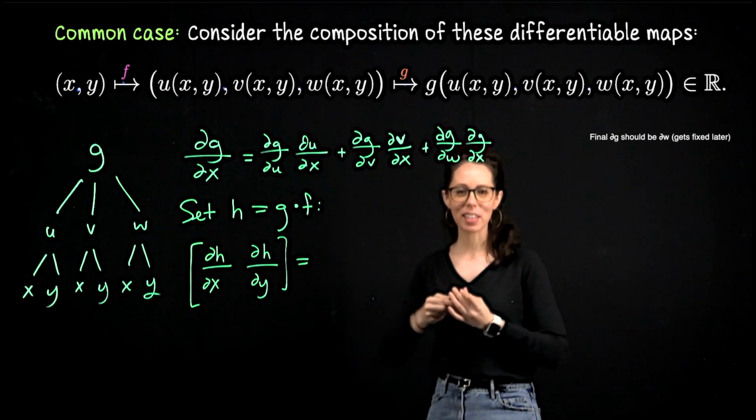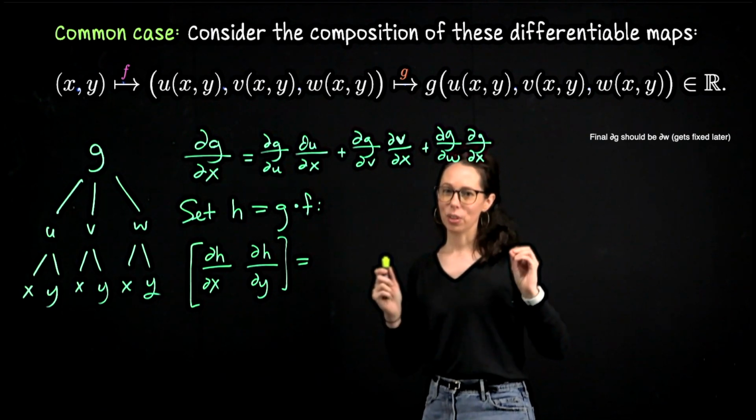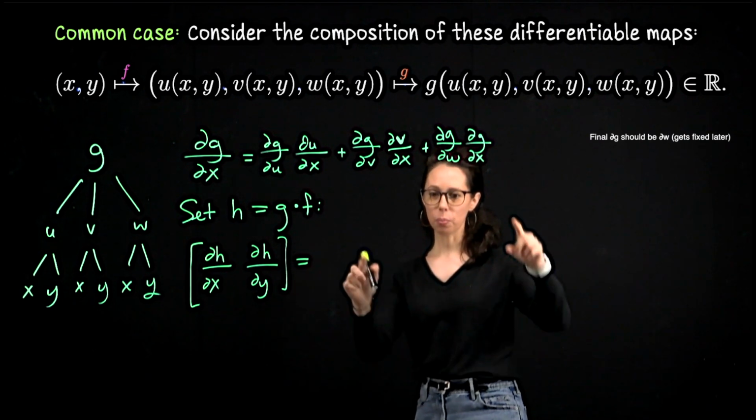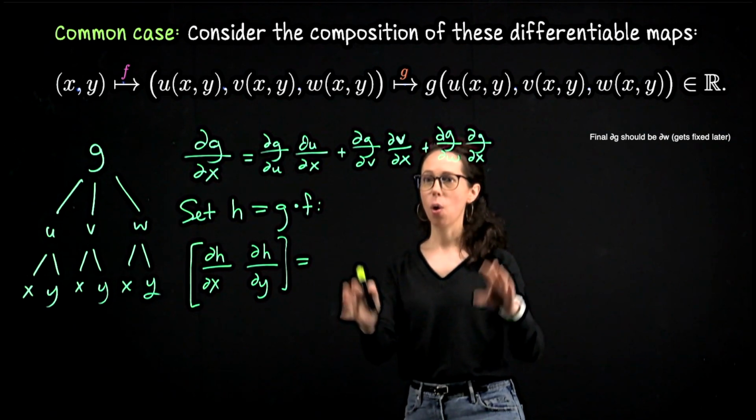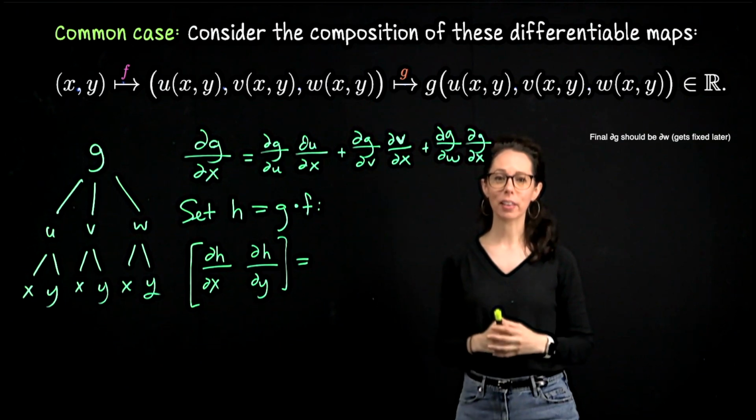Take a moment just to see if you can do this on your own using the chain rule that we just looked at. You can check yourself before I come back. If you do the product of the two matrices you get here, one of the lines should look just like this computation, and the other one should look like the one I did out loud with y.